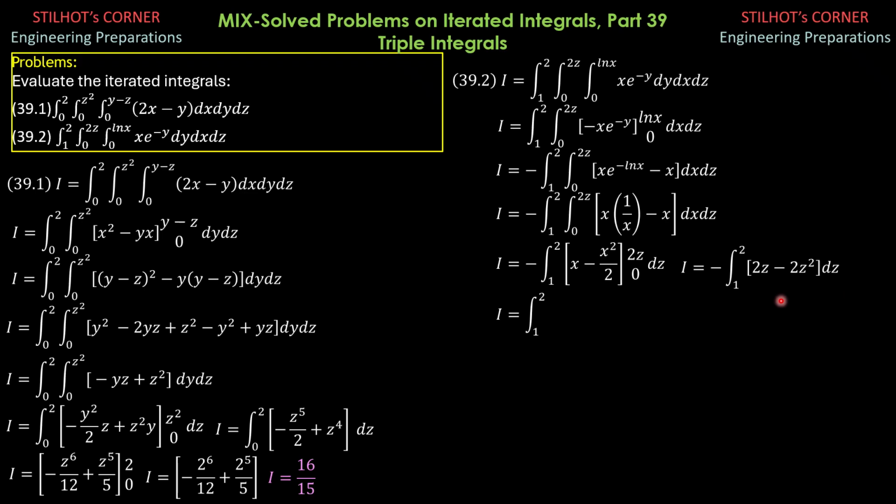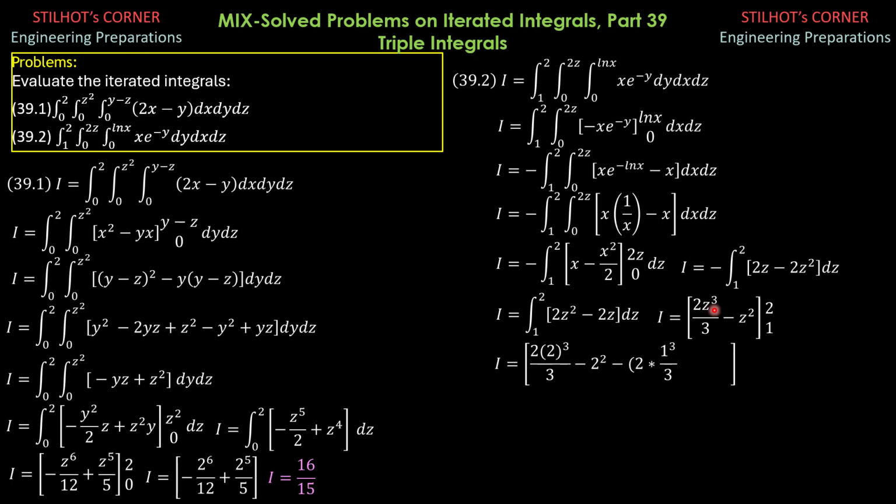Finally, we have I equals integral 1 to 2 of 2z squared minus 2z. Then integrating, we have 2z cubed over 3 minus z squared from 1 to 2. So substituting limits, 2 times 2 cubed over 3 minus 2 squared, then minus the lower limit, 2 times 1 cubed over 3 minus 1 squared.